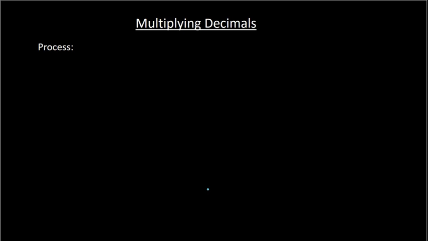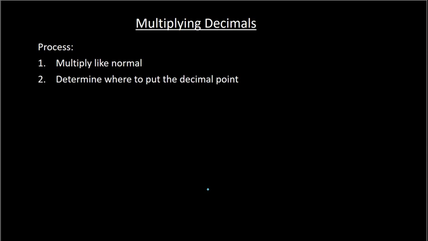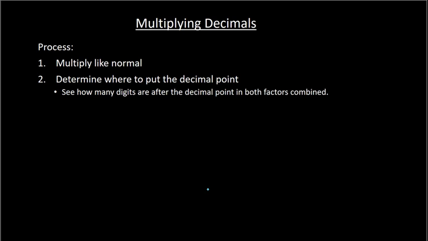So your process of multiplying decimals is as follows. First, you want to multiply the numbers like normal, and then you want to determine where to put the decimal point. To do that, you want to see how many digits are after the decimal point in both factors combined. And then from there, you move the decimal point that many places to the left.